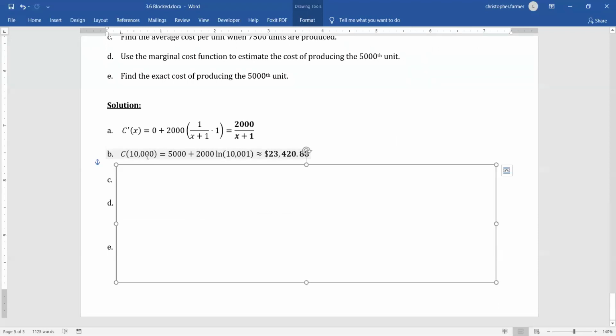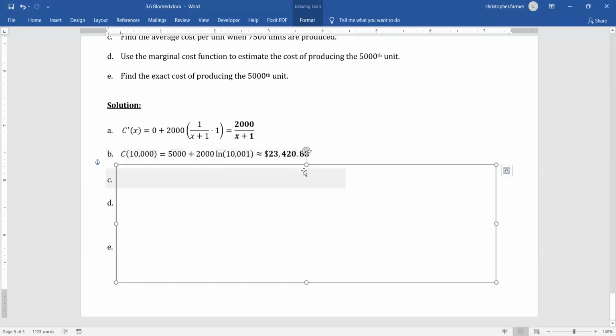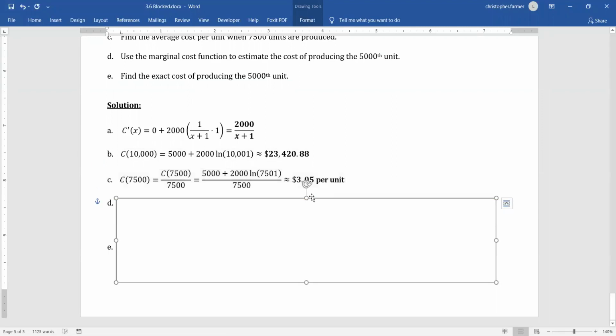But if you plug the 10,000 in, you end up with the logarithm of 10,001 because we have the x plus 1 there. But there's nothing else going on other than putting it in your calculator and rounding correctly. So I'm not going to talk through that in any more detail.